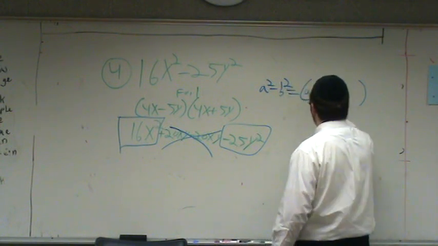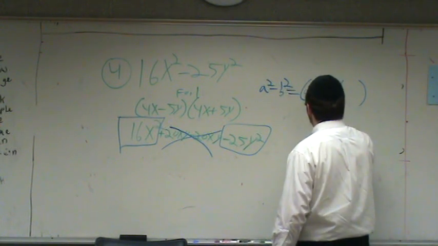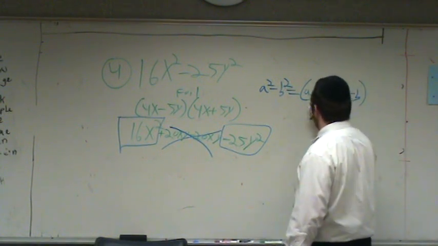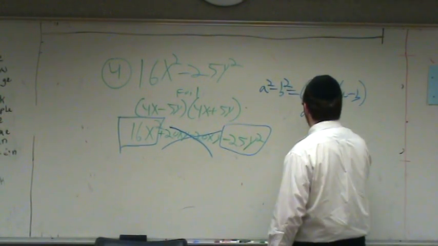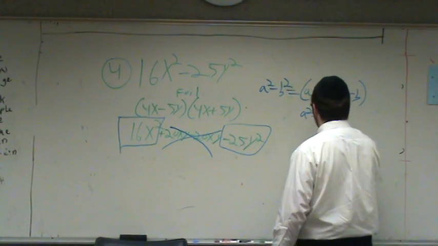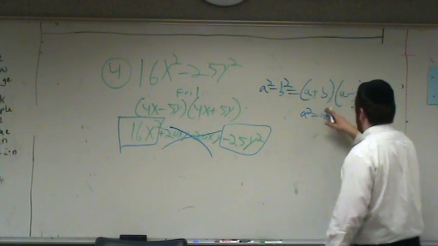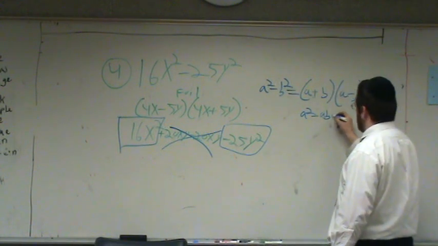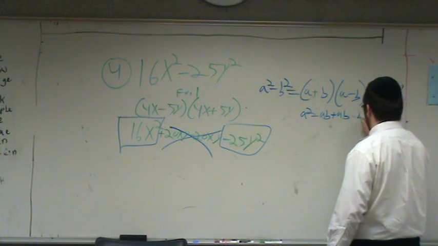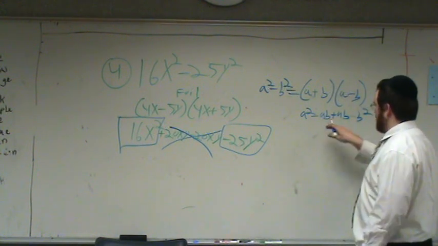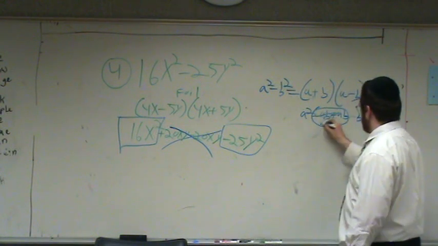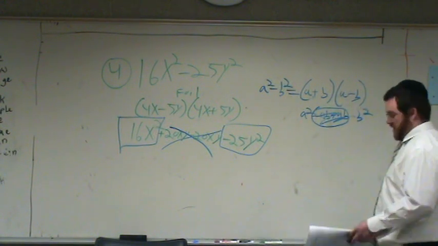a plus b times a minus b. And let me show you why. A times a is a squared. Outer is a times a negative b is negative ab. Inner is b times a is a positive ab. And last is b times b is negative b squared. And the positive ab and negative ab cancel itself out, and you're left with a squared minus b squared.